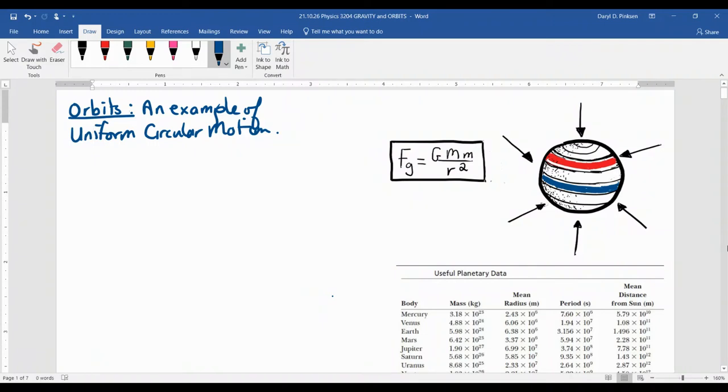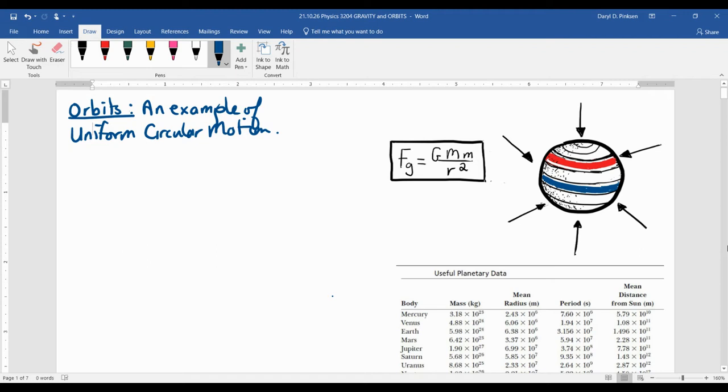Well, here's another example of uniform circular motion, and that's the behavior of objects in orbit. A satellite around the Earth, the moon around the Earth, the Earth around the sun. All of these things are examples of uniform circular motion.